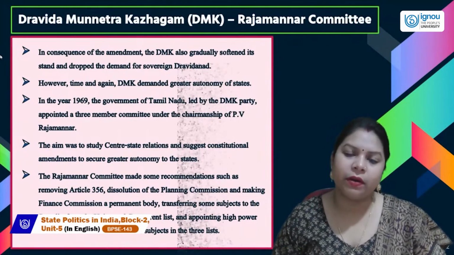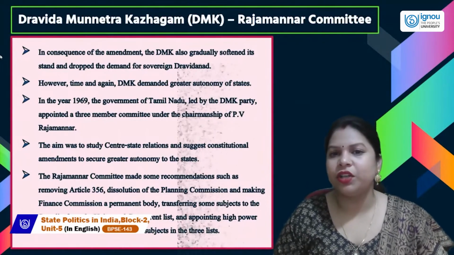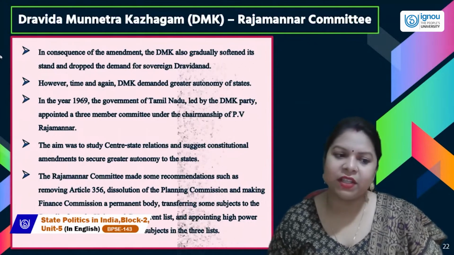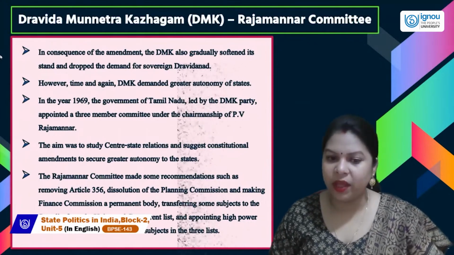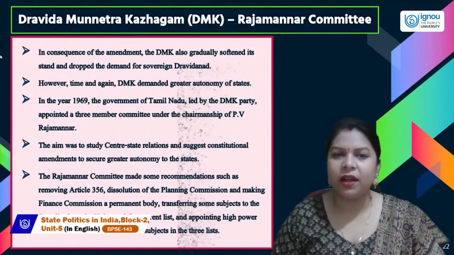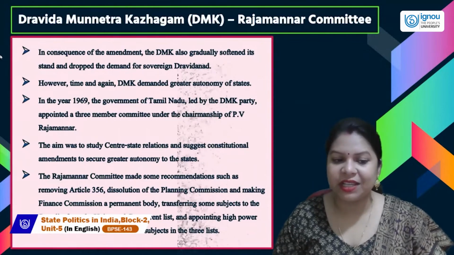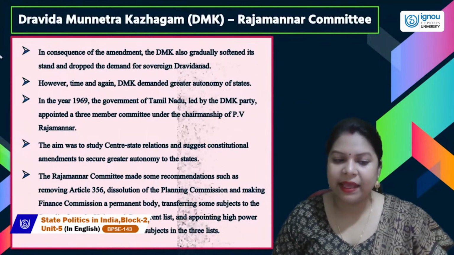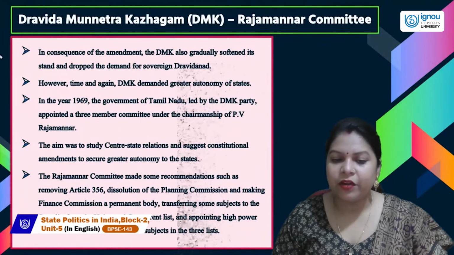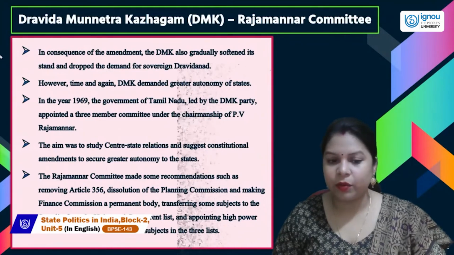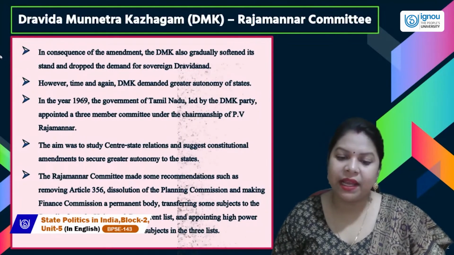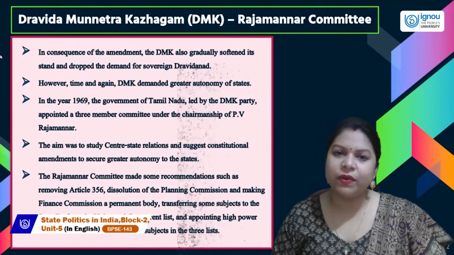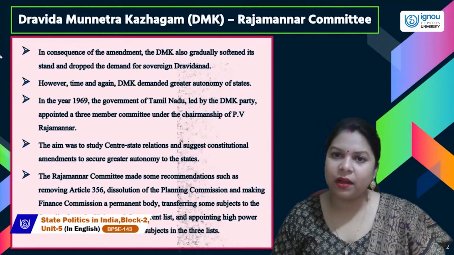So the demand was already always there, and they also constituted this committee to find out constitutional ways through which they can secure a greater autonomy to the states. So the Rajamannar Committee made some recommendations such as removing Article 356, dissolution of the Planning Commission, and making Finance Commission a permanent body, transferring some subjects to the state list from the union list and concurrent list, and appointing a high power committee for redistribution of the subjects in the three lists. So these were some of the demands of the Rajamannar Committee.